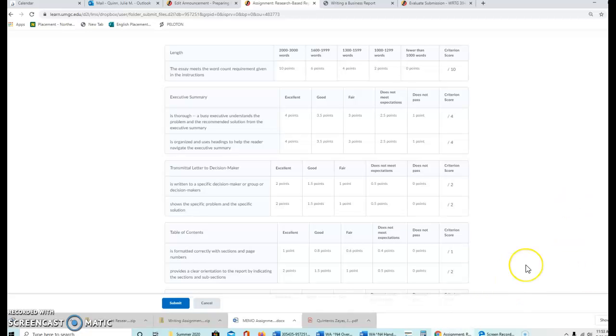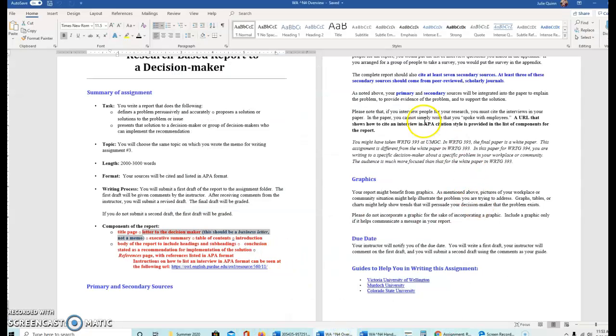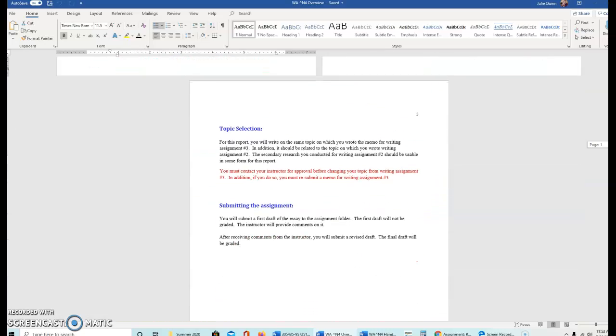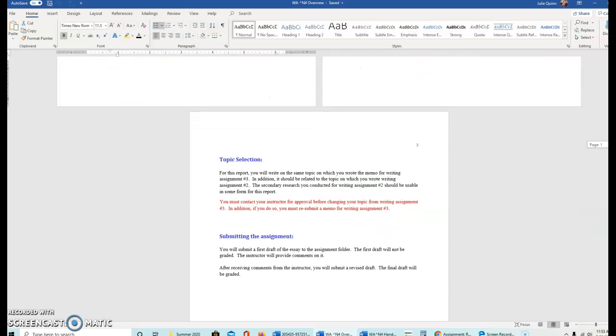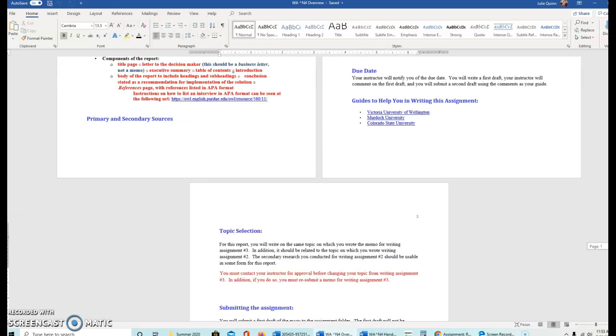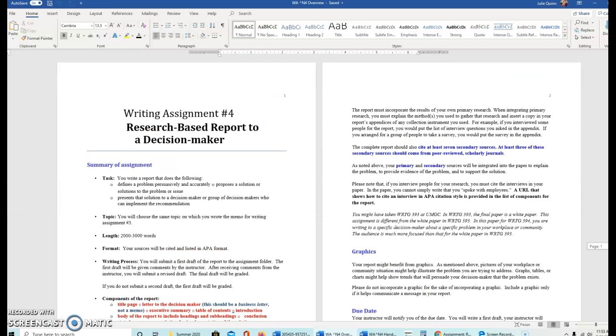So what I would do if I were you is use the assignment rubric, use the assignment handout. There's an overview that goes over all of the different content that you need. It talks about submitting: you'll submit a first draft to the assignment essay folder. The first draft is not graded, but that gives me an opportunity to see who did a draft and who did a final. So it's important to look at the handout that goes within the assignment. It's also important to look at the rubric.